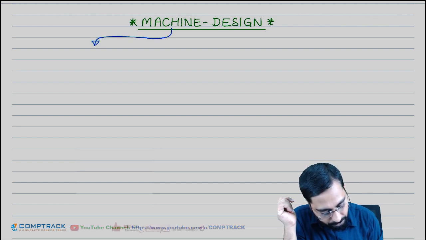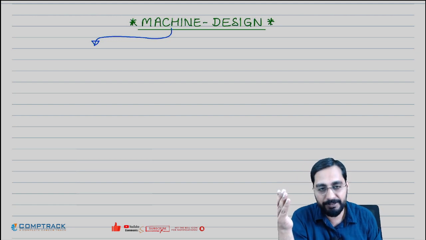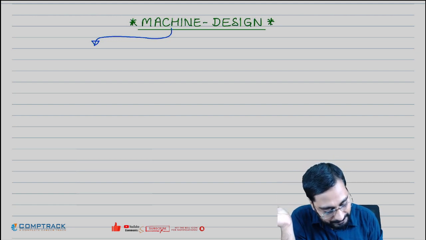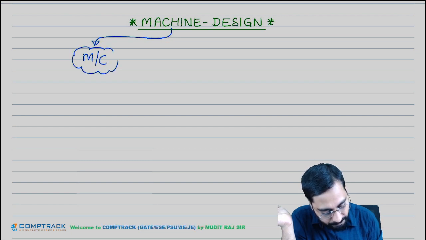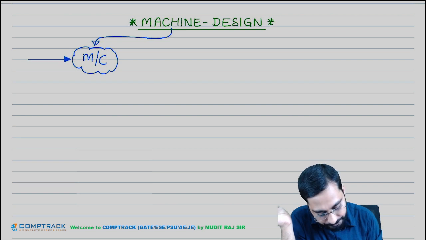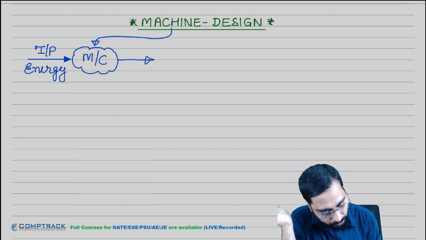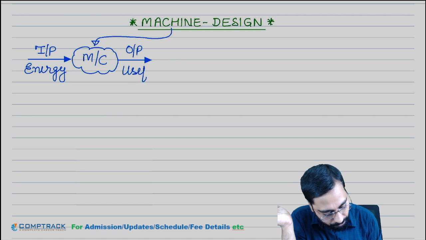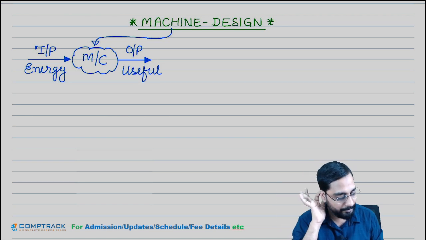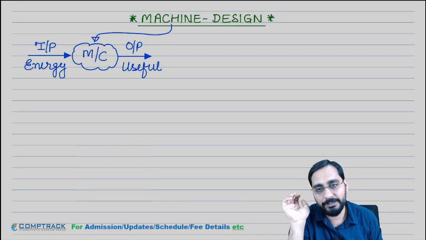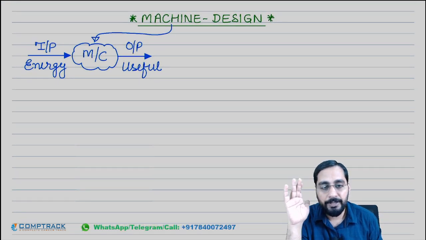Machine is what? We know the concept of machine from the theory of machines. Machine is a system which takes some energy at the input, and it will give you useful work at output. Yes or no? It will give you useful work at output, and we are talking about only mechanical machines, not electrical machines. Okay, so this is the thing.